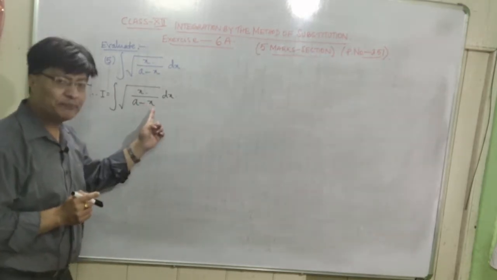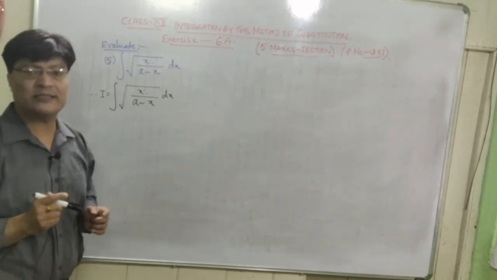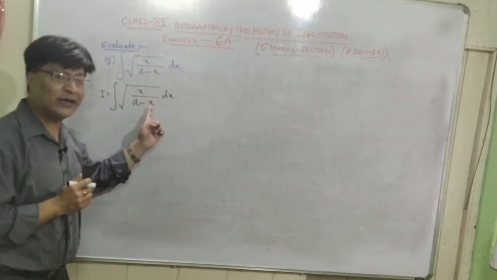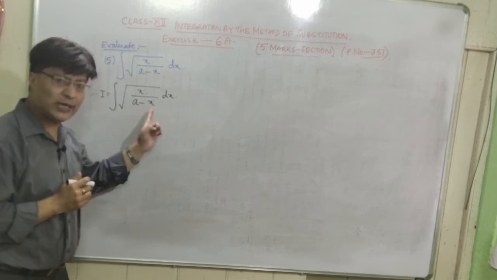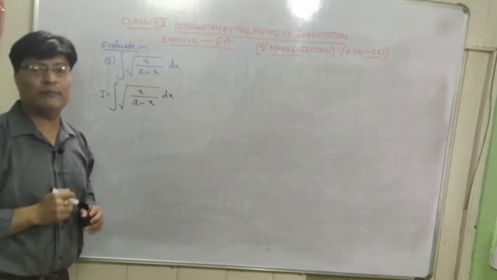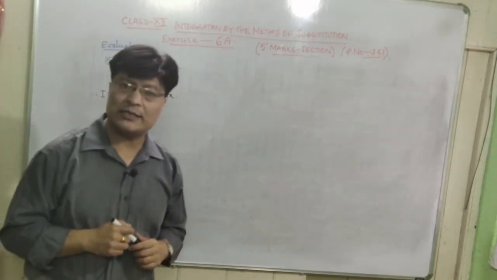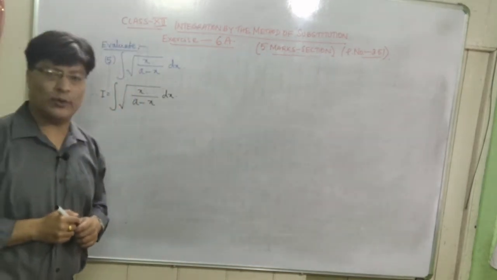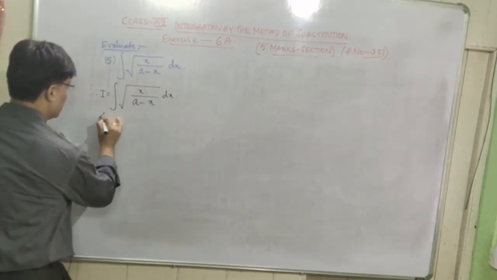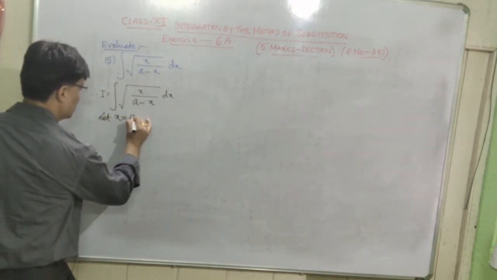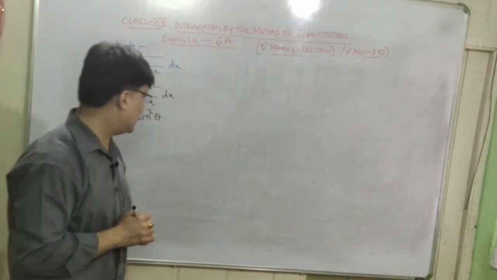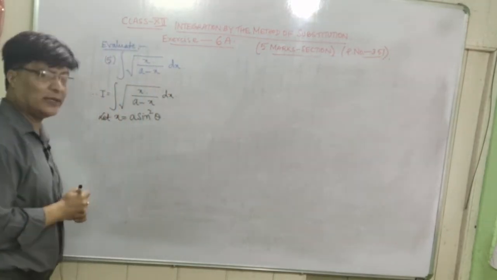So we have to put here x is equal to a sine square theta. Why are we substituting a sine square theta for x? Because if you put x is equal to a sine square theta, then a is taken common out, and within the bracket we have 1 minus sine square theta, which is equal to cos square theta. I think you have understood it. So let x is equal to a sine square theta.